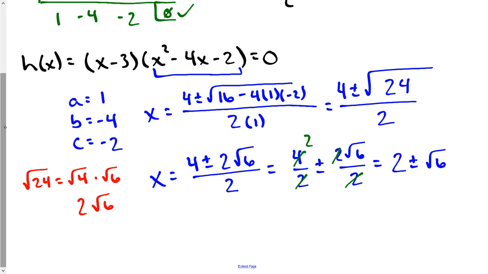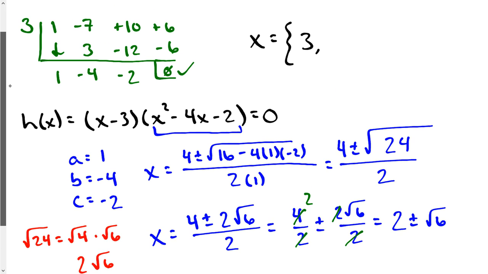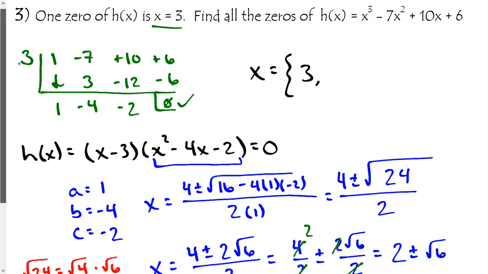Okay, so if we take a look at that, our solutions that we found were 3, the one that was given, and then we have 2 plus or minus the square root of 6. Which to me looks like the definition of an irrational number. So I'm definitely not going to find that in the rational root theorem. But what other theorem am I going to check at the end? Probably the fundamental theorem of algebra, where I say this is a polynomial with a degree of 3, and how many solutions does it have? 1, 2, 3.